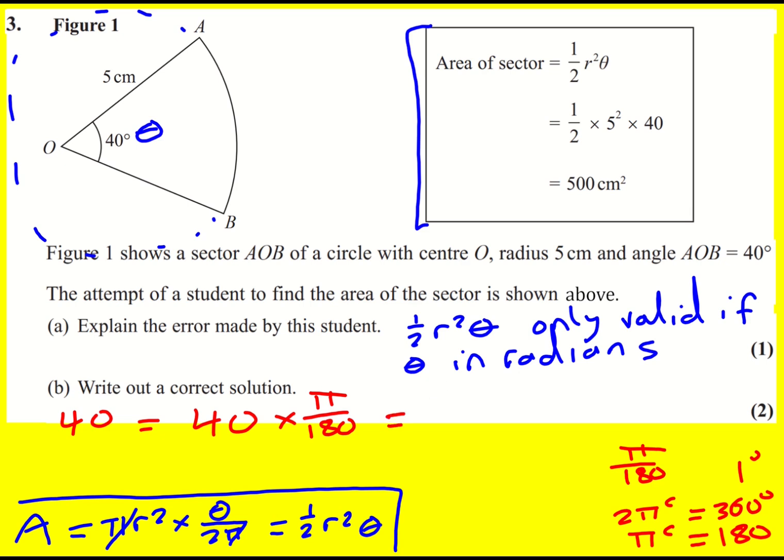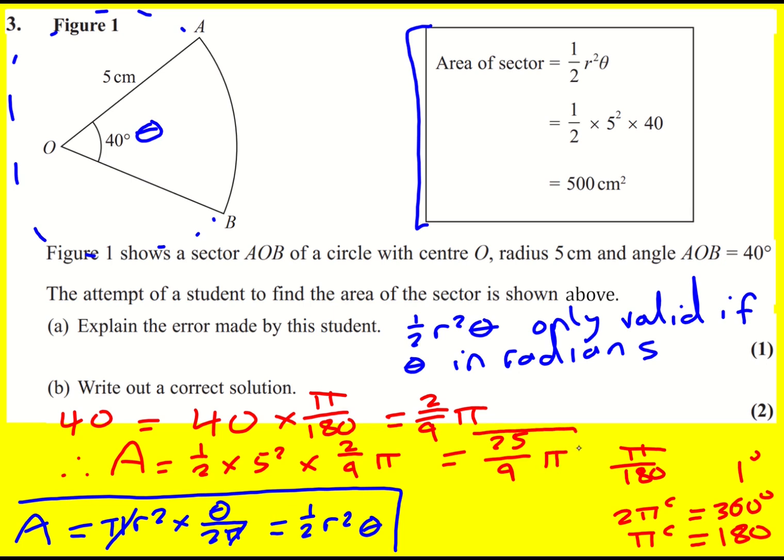And that gives me 40 pi over 180, which actually ends up being 2/9 pi. And therefore the area will be a half times 5 squared times 2/9 pi, which ends up being 25, because the half and the 2 cancel, 25 over 9 pi. Absolutely fine to leave it exact. If you want to write it to 3 significant figures, it becomes 8.73 centimeters squared.